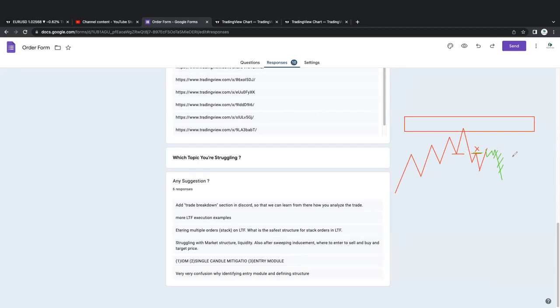And second thing, if the market did not create any inducement like this, and directly breaks the structure here, don't sell here. You have to wait for this order block to be taken out and then start selling, because the market collects all the stop losses, the smart money stop losses. And the second one is here, you can sell if the market sweeps the previous high, like the order block, and then sell. In this case, you don't need to wait for the inducement.